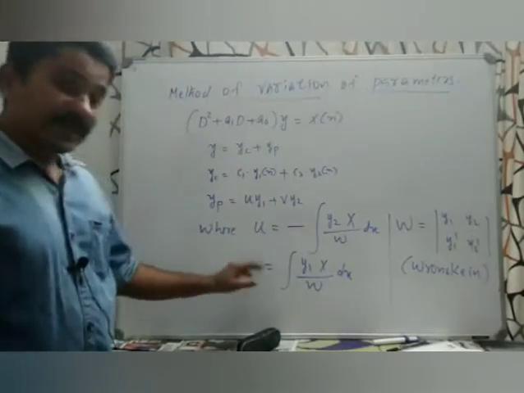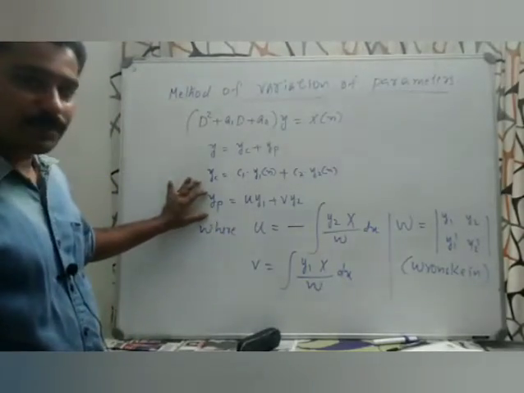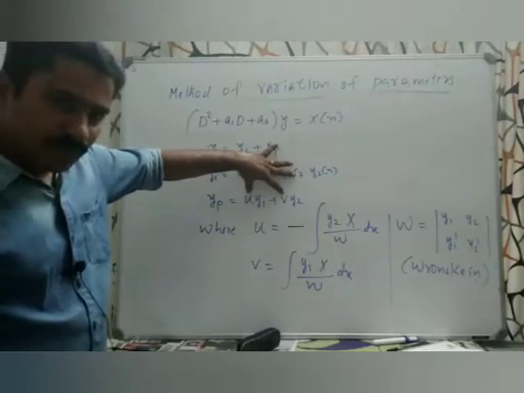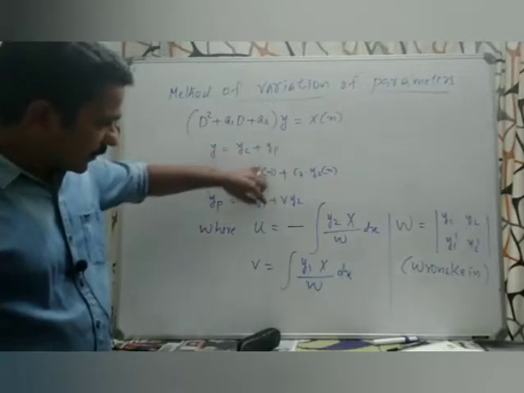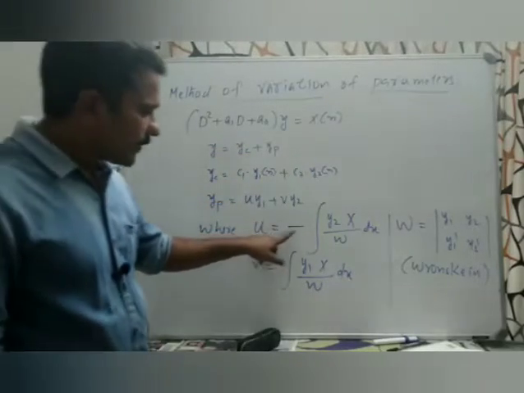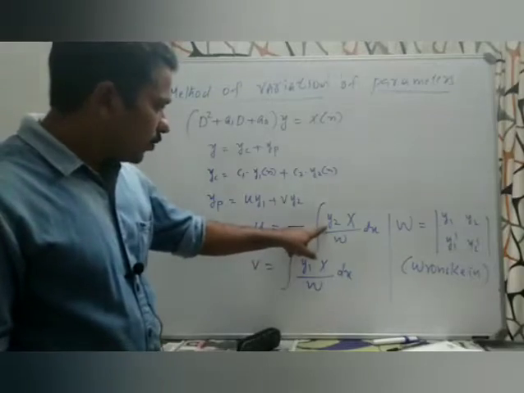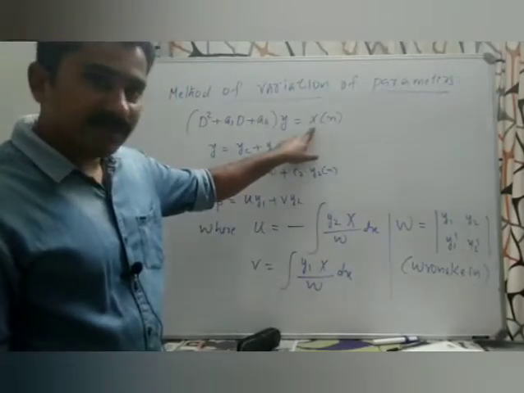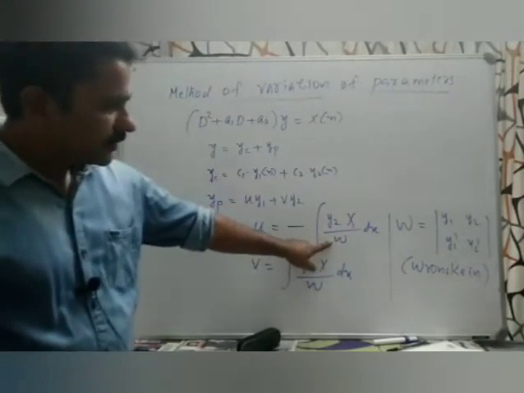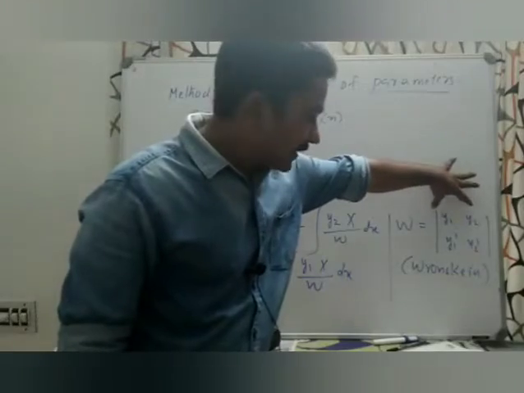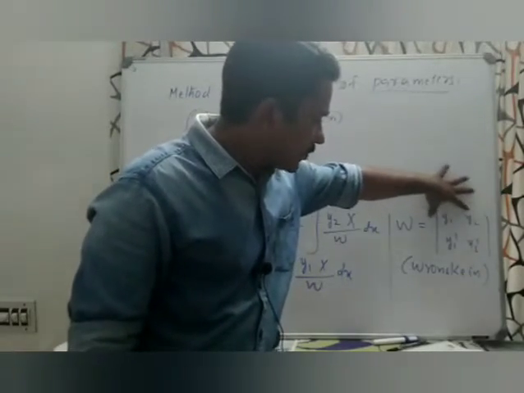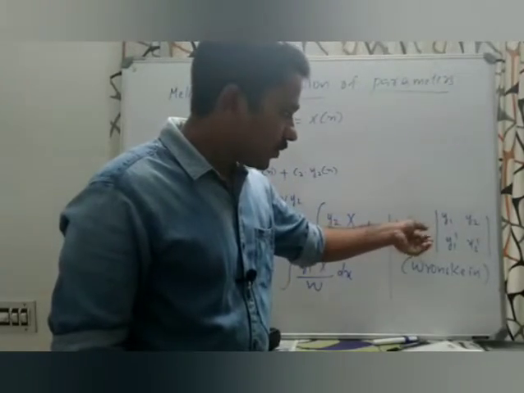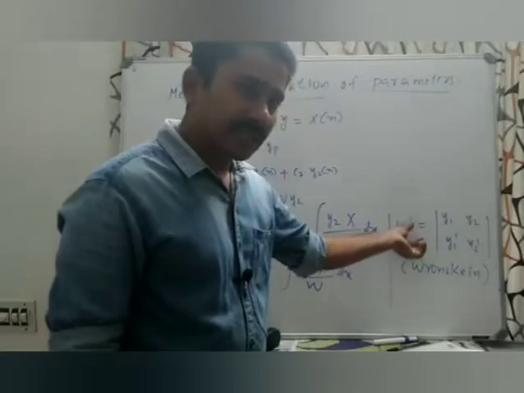The method is really simple. We know what the particular integral is here, and directly we obtain it using this formula. So it's enough to calculate these two functions, u and v. For u, this is the formula: minus y2 is here, X is the right hand side of the function, and W is obtained by finding this determinant y1, y2, y1 dash, y2 dash, and this quantity will not be zero. The theoretical part of that we will see later.